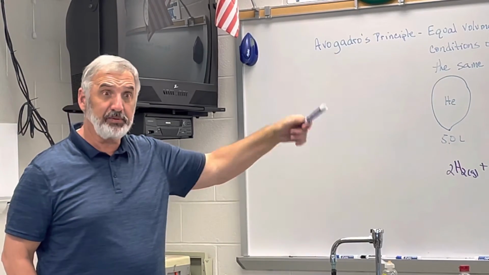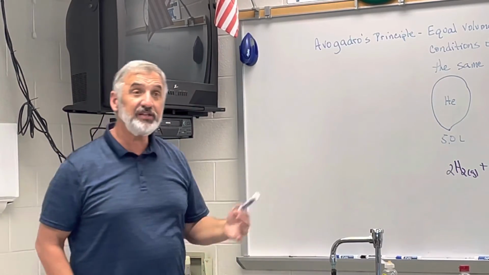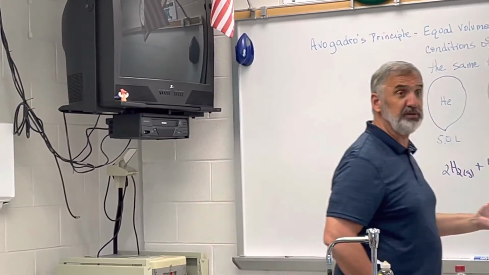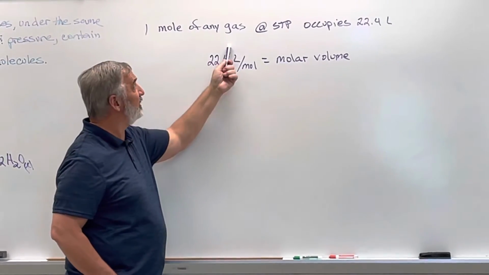Avogadro's number is atoms per mole. Density is grams per liter. Whatever has 2 units on it is a conversion factor between those two things. So this now gives us a conversion factor between gas volume and moles at STP.